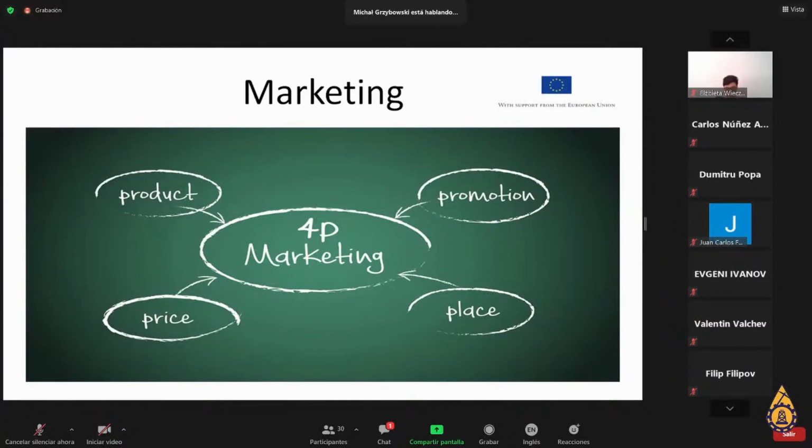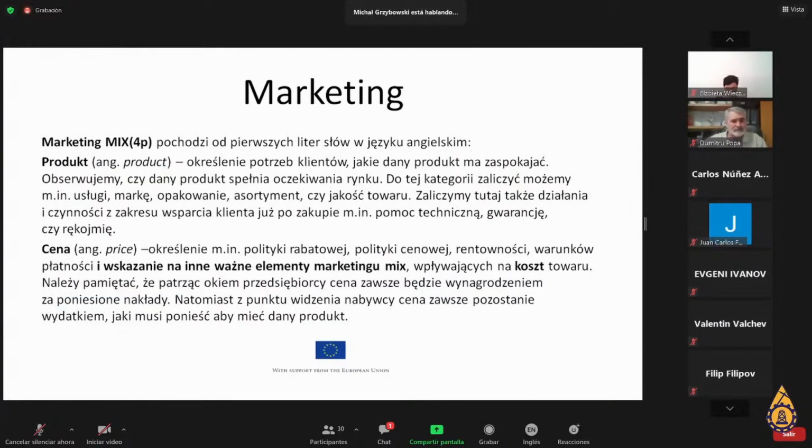Marketing is often perceived through four P's: product, promotion, price, and place, which means distribution. This 4P obviously comes from the four words in English that start with P.